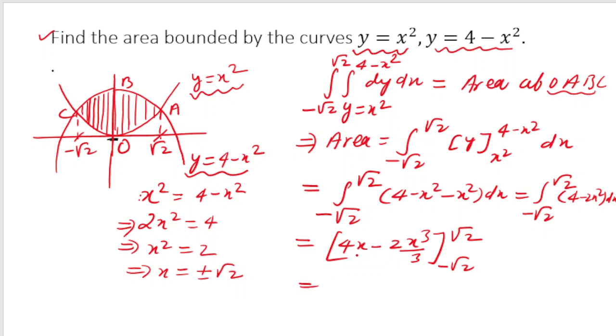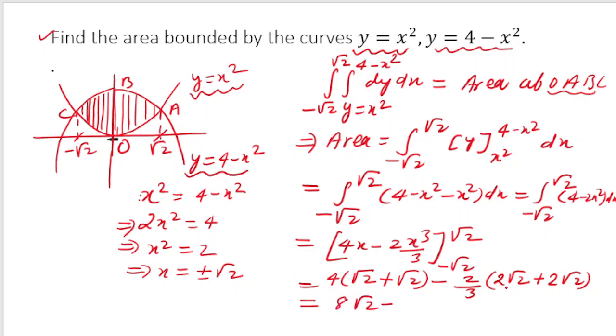So now let us put the lower limit and upper limit. So 4x, in place of x I will put the upper limit under root 2, and then minus the lower limit, that is minus under root 2, so it will also be plus under root 2, and then we will have minus 2 by 3 times x cube, so root 2 cube will give me 2 root 2, and minus minus plus will also give me 2 root 2. So what we get in the end is 4 into 2 root 2, that is 8 root 2, and here we get 4 root 2 into 2, that is 8 root 2 by 3. If we simplify, 8 into 3 is 24 root 2 minus 8 root 2. So I will get 16 root 2 by 3.